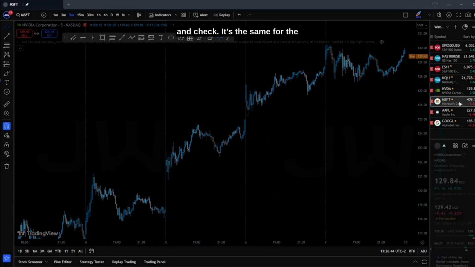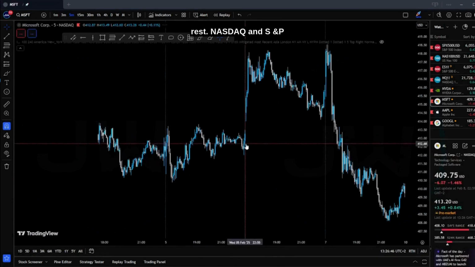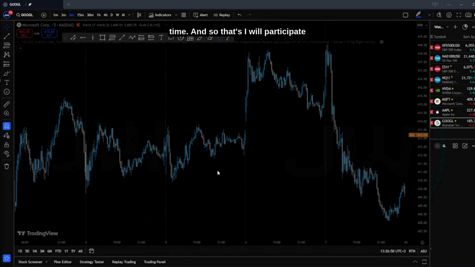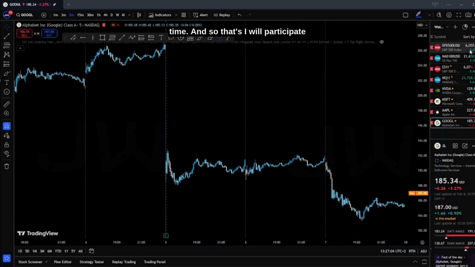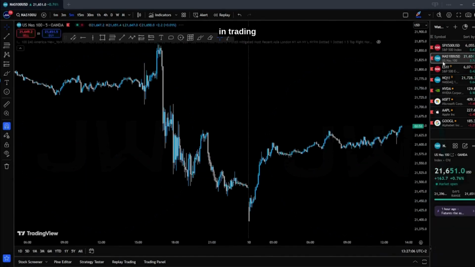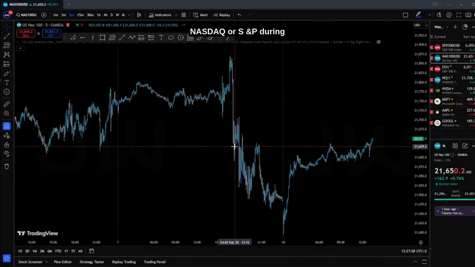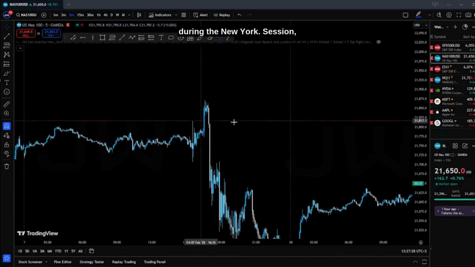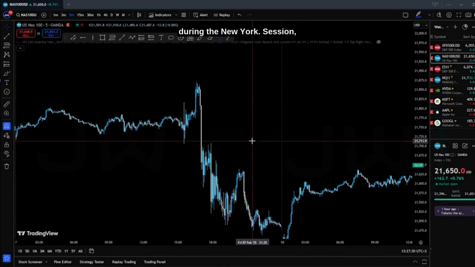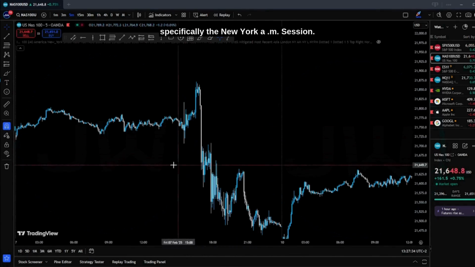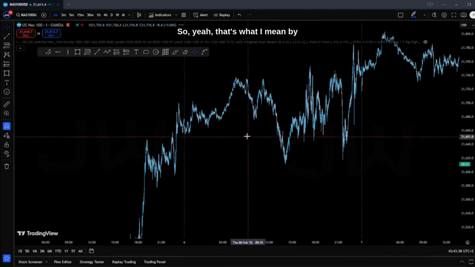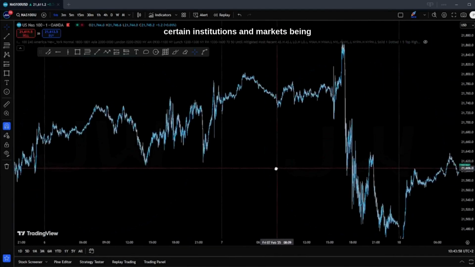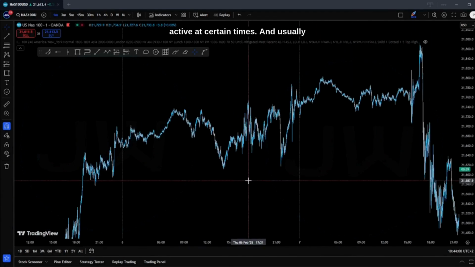You can check it's the same for the rest. Nasdaq and S&P both open at that exact same time. And so that's why I will participate in trading Nasdaq or S&P during that time. That will be during the New York session, specifically the New York AM session. So yeah, that's what I mean by certain institutions and markets being active at certain times.